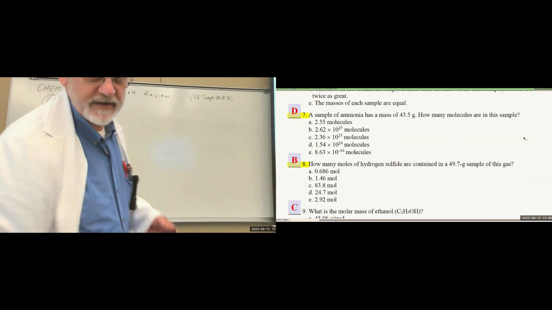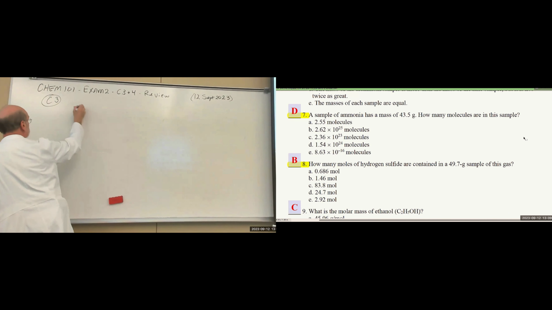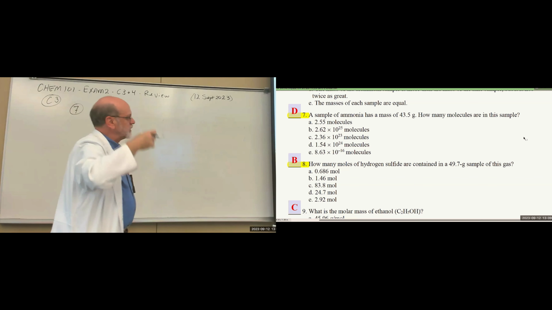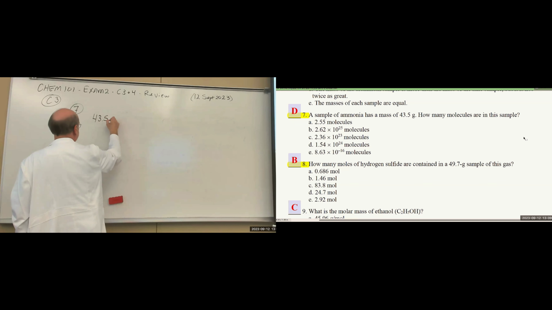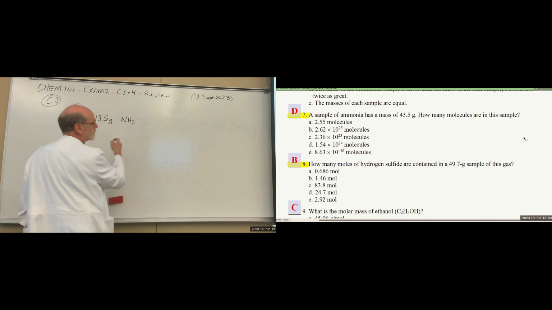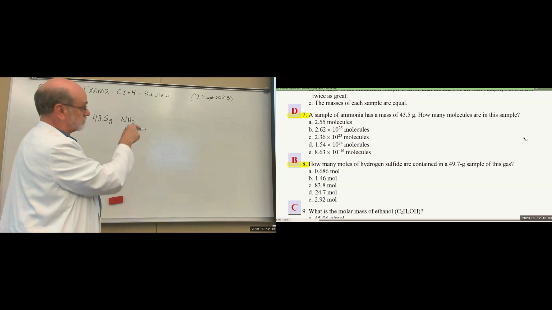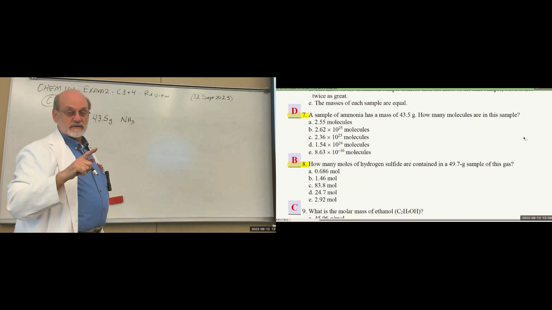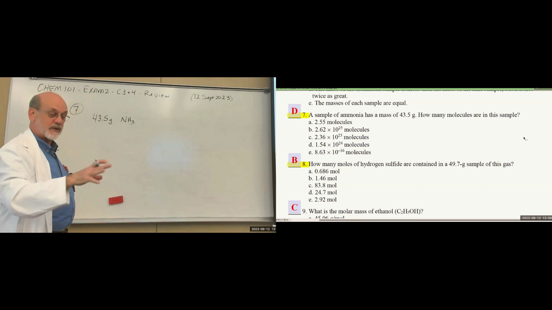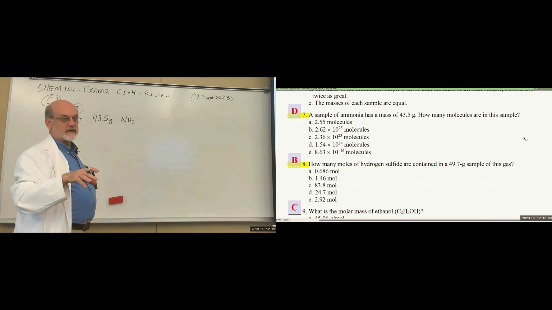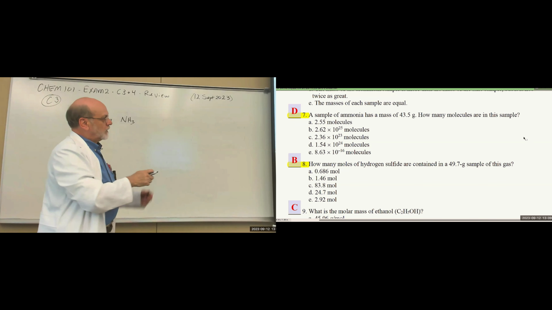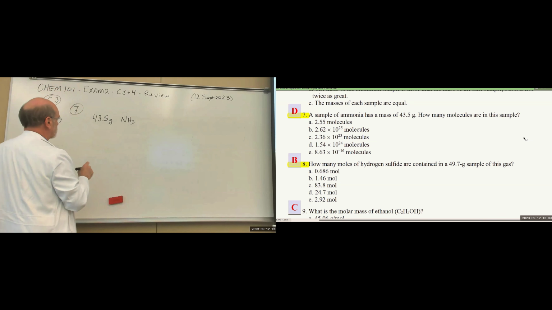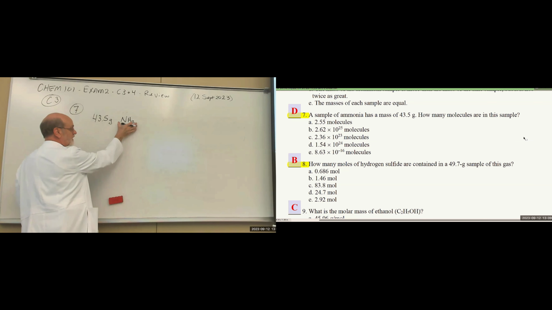Let's see. We can get 7 and 8 on the same screen there. A sample of ammonia has a mass of 43.5 grams. Do I give the formula? Oh, no. You may not know what ammonia is, right? If you don't, and a question like this pops up on a test, just ask me what it is, and I'll tell you, NH3 is ammonia. How many molecules are in this sample? In this case, we don't care about individual atoms. We just want the whole unit.